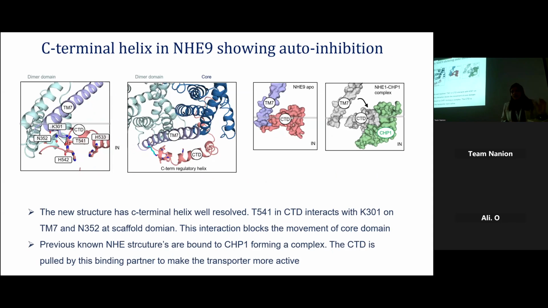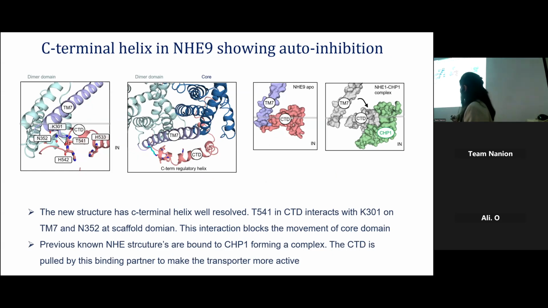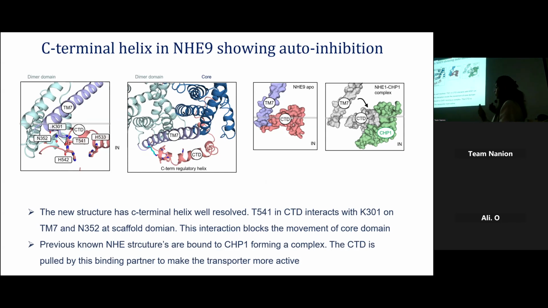Also, because we could resolve the C-terminal region of NHE9, we could see that the TM7 has a lysine which is directly interacting with the C-terminal domain. And we hypothesize that this could be a part of an autoinhibition mechanism where this C-terminal domain is blocking the transport. But when you have any protein complex, the C-terminal domain is moved away, and then the transporter is more active. That's why we could see that the NHE1 transporter had more activity compared to when it didn't co-express with CHP1.